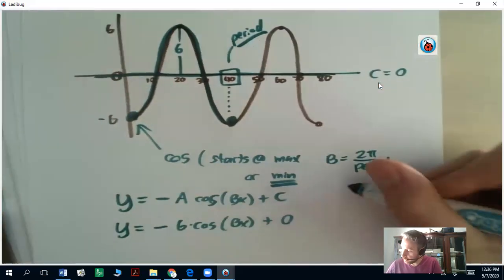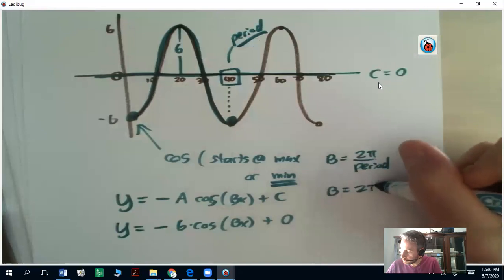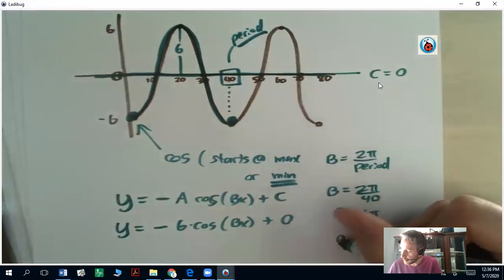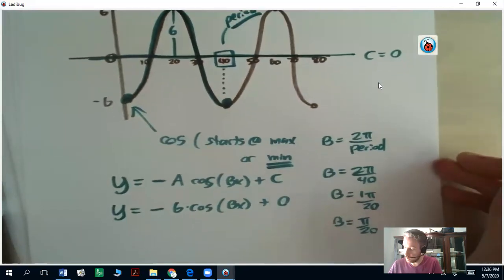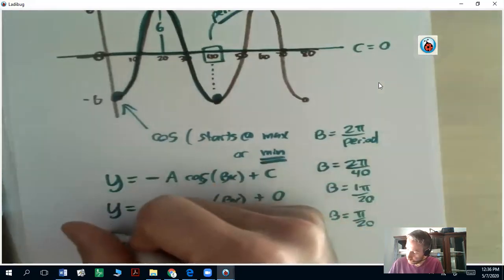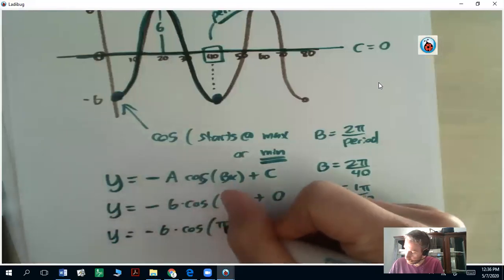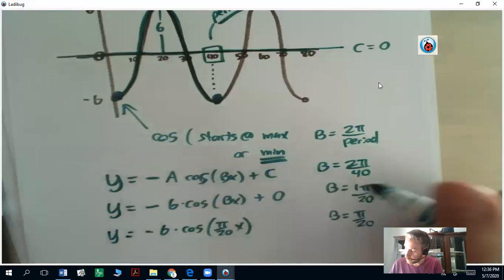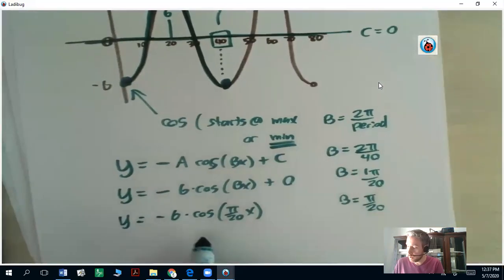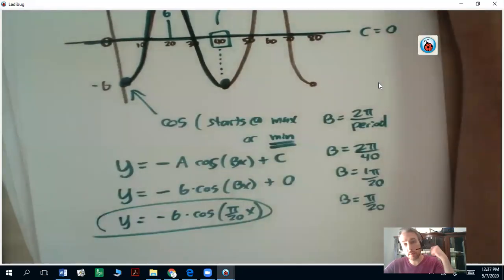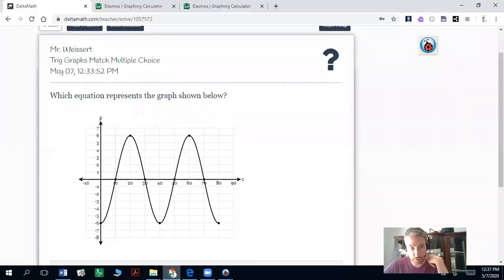So 2 pi divided by 40, well, that's going to be 1 over 20. So we would say pi divided by 20. Now, do we need the plus 0? No. So this is really what you'd want to put in here. I don't think adding a plus 0 is going to make it wrong, but that's just extra work.